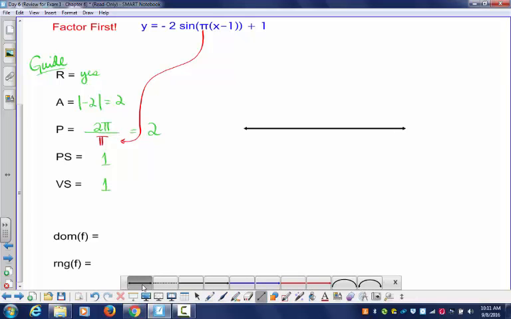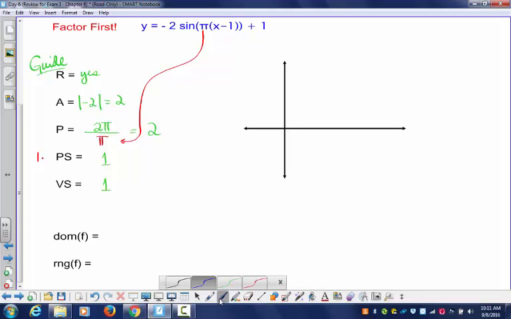Go to our graph. And step 1 for our graph is always the phase shift. So we're going to put the phase shift on there. Let's see. Yeah, this one's not too crazy. Put phase shift on there, step 1. And then what's step 2?